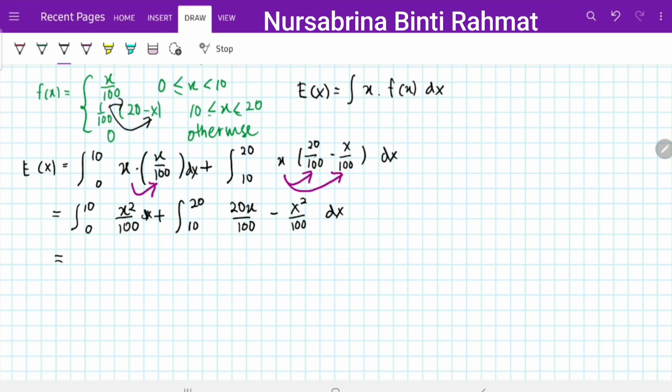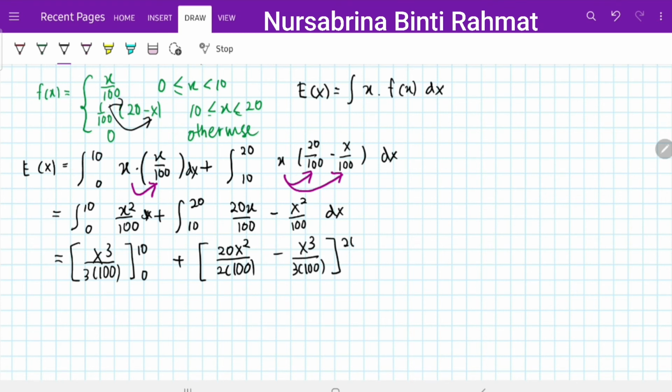Okay, now we can integrate. So integrating x squared, it becomes x cubed over 3 multiplied with 100, in between the class limit of 0 to 10, plus, integrating 20x, it becomes 20x squared over 2 multiplied with 100, minus x cubed over 3 multiplied with 100, between 10 and 20. Now you can substitute the value of x.